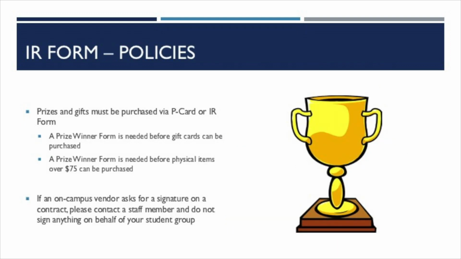Some policies to consider before submitting an IR request include prizes or gifts and signing contracts. All prizes or gifts must be purchased with a P-card or IR form. They cannot be purchased with a cash advance or reimbursement. A prize winner form is necessary for purchasing gift cards or physical items over $75. It is best practice to hold your contest, determine a winner, have them fill out the prize winner form, and then submit the IR request to purchase their prize.